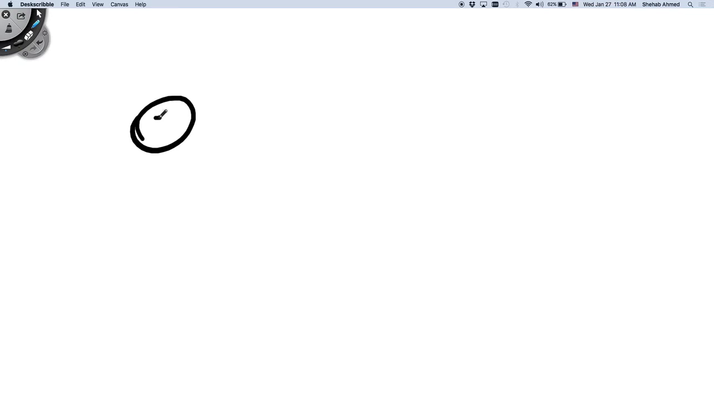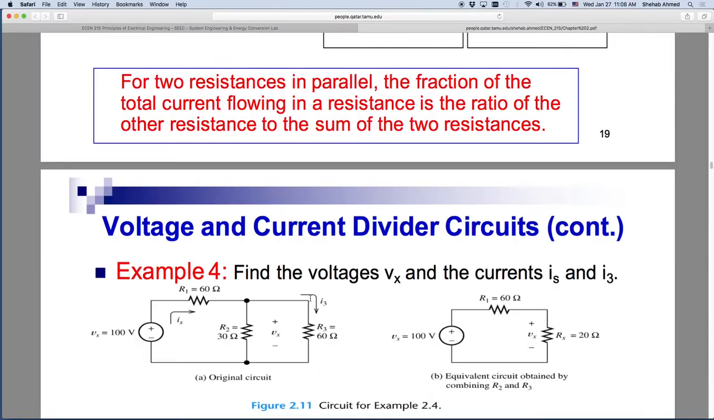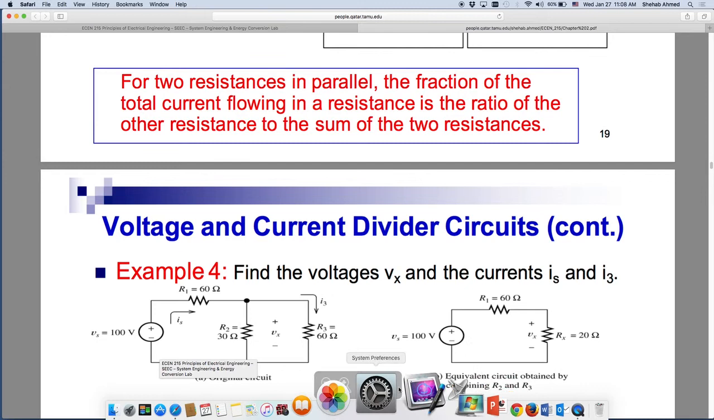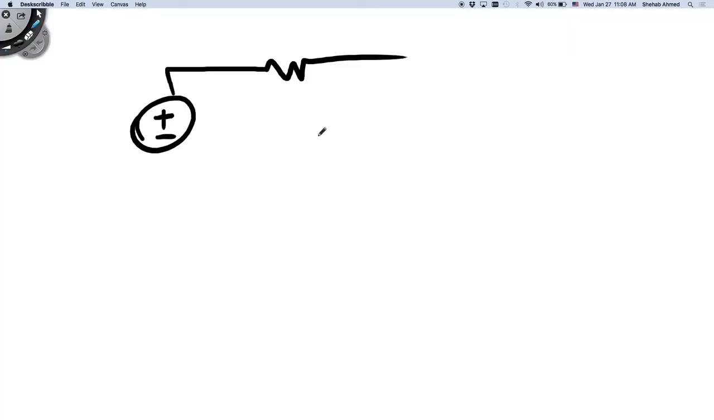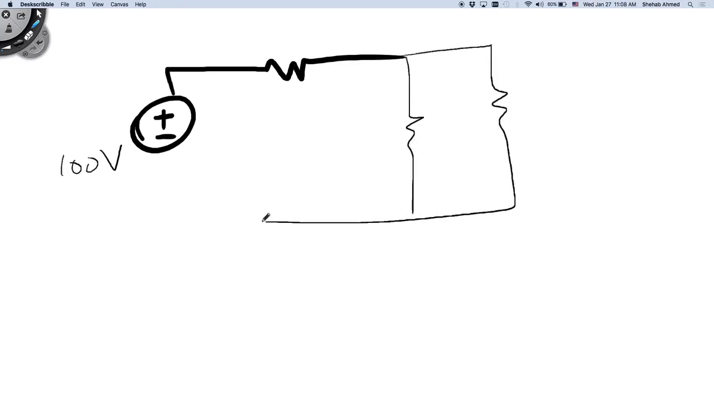I have a voltage source here. What's the voltage value? This is 100 volts, and then these resistances here are 60, 30, 60. I don't know if it's ohms or kilo ohms, but let's just put ohms for now.